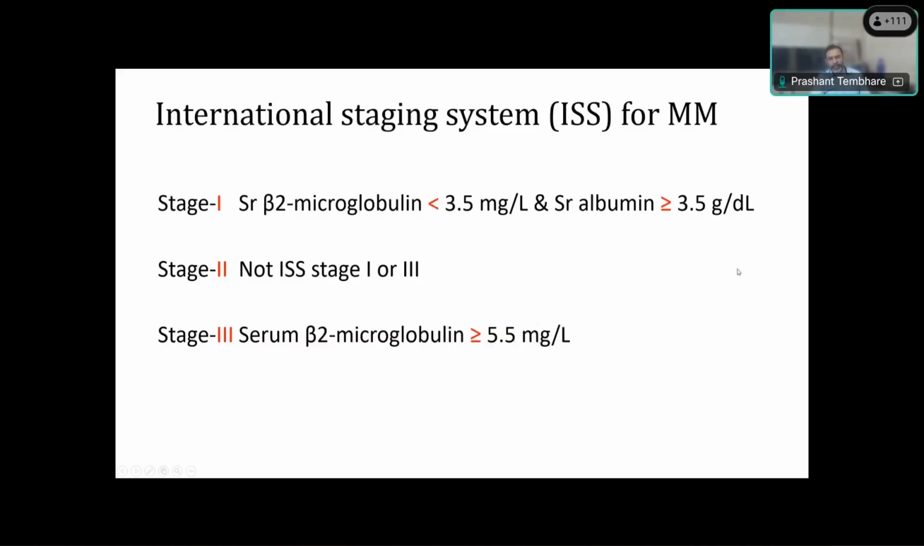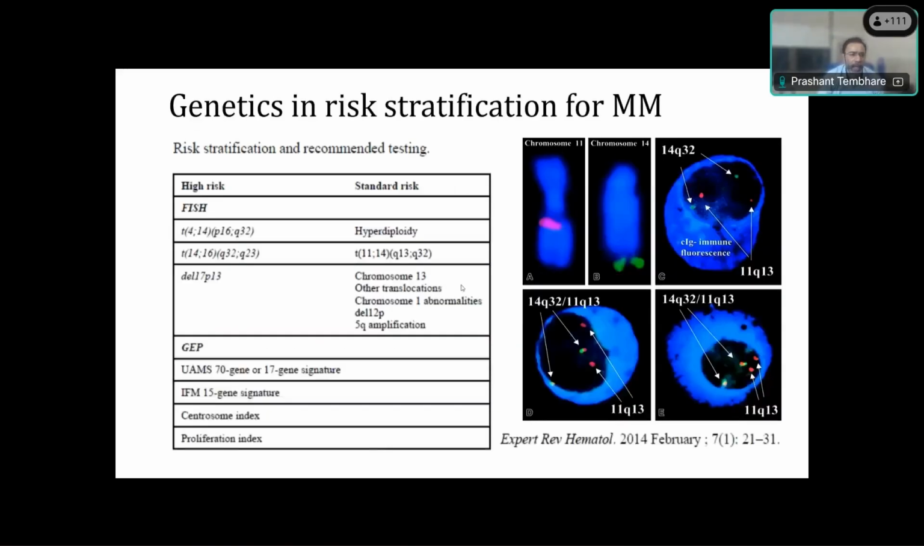So when is stage 3? Irrespective of albumin level, if beta 2 microglobulin levels are high, more than 5.5 milligram per deciliter, this is called stage 3. And anything which doesn't fall in stage 1 or stage 3 is called stage 2. That is the ISS staging.